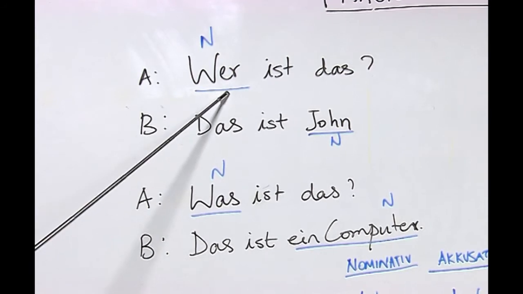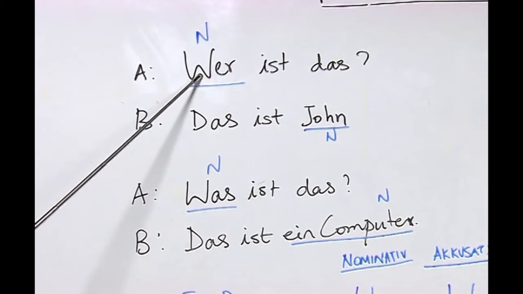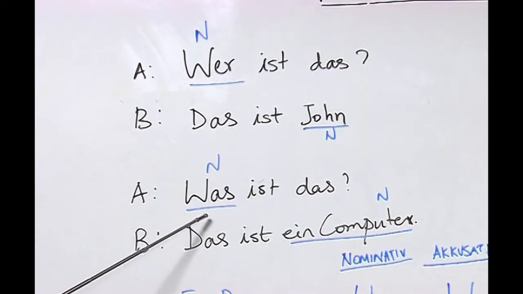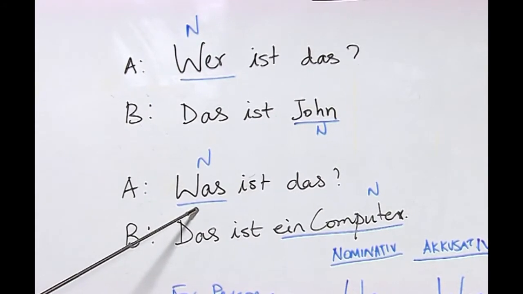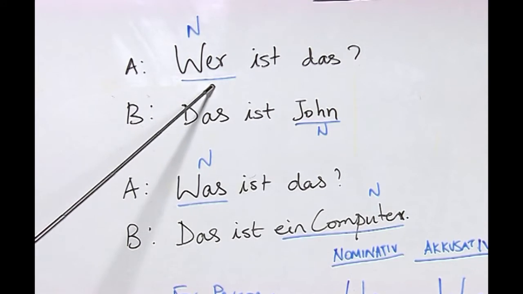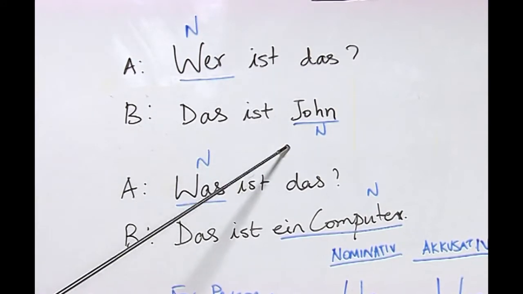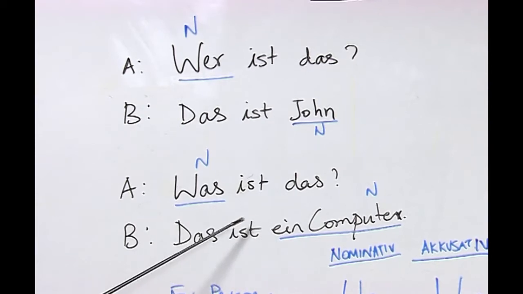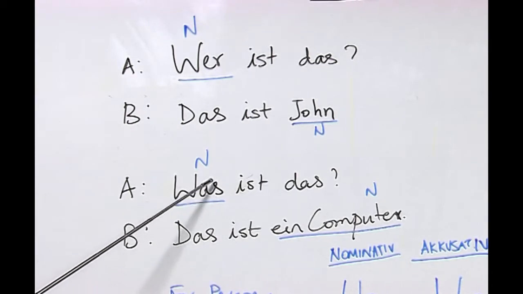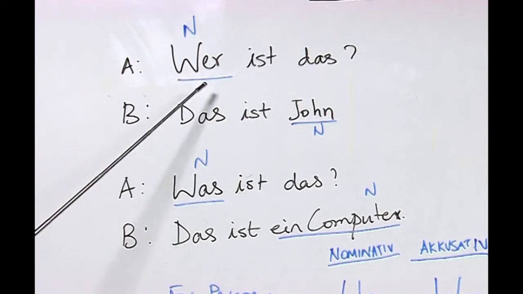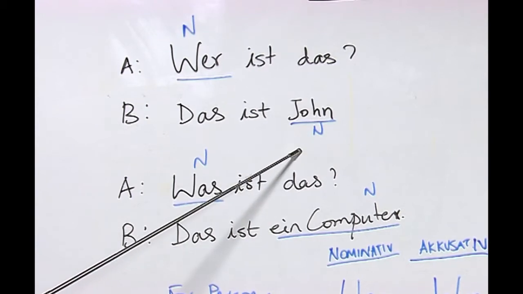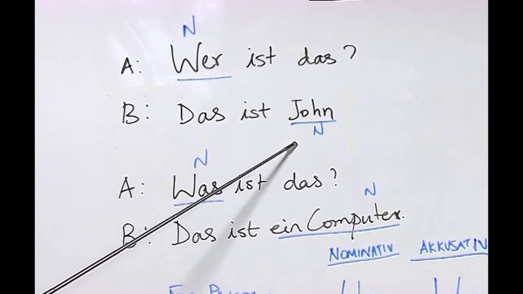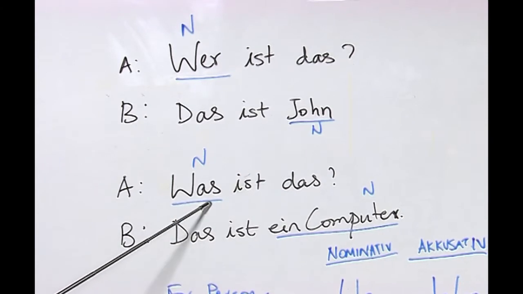Well, the wer here is always used for persons in nominative, and was is always used for objects, that means for non-living things. That is why we have this form of the question: wer ist das? Das ist John. Was ist das? Das ist ein Computer. And let me also tell you that we cannot interchange these questions. That means I cannot ask was ist das? Das ist John. That would be a wrong answer, because John is a person, a living thing, and was always refers to objects or non-living things.